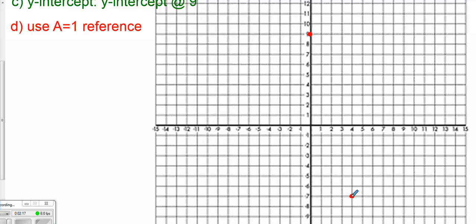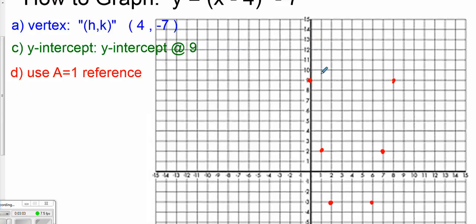So we use our a equals 1 reference. Remember, from the vertex, with an a equals 1 reference, it goes over 1, up 1, here and here. Over 2, up 4. Oops, I go 1, 2, 3, 4, here and here. Again, starting at the vertex, over 3, and then up 9, here and here. And if we went over 4, we'd go up 16, here and here. Perfect. So we used our a equals 1 reference, and it actually fit exactly through our y-intercept.